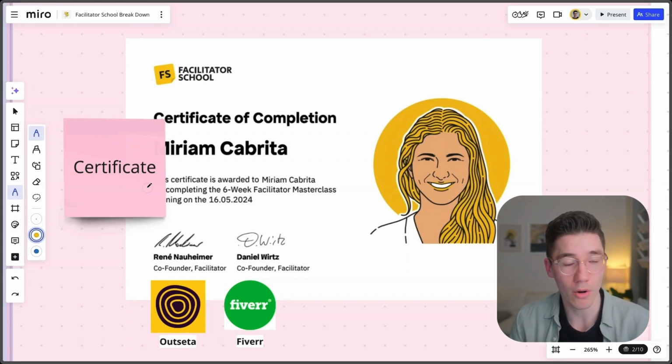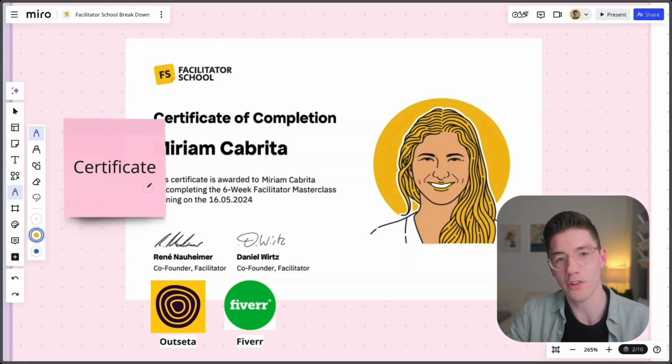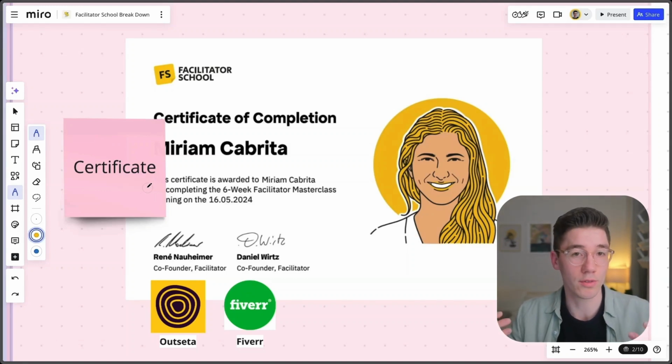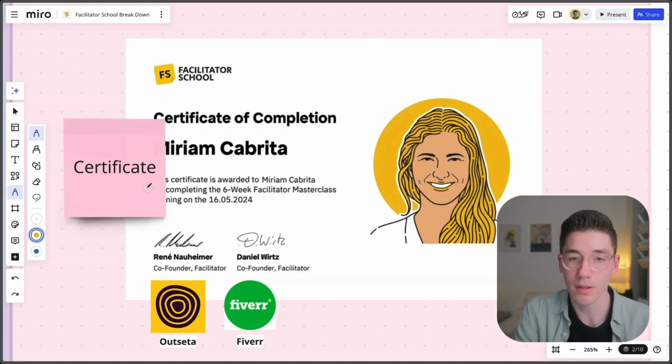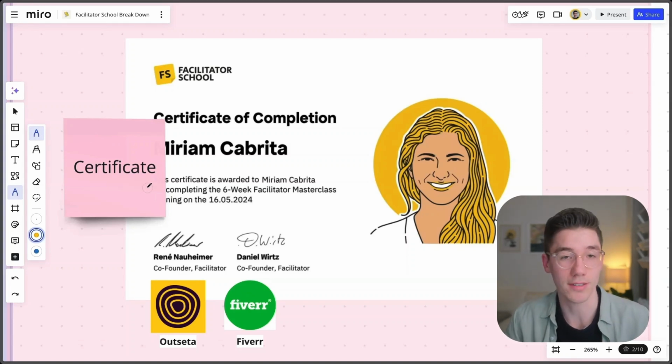At the same time, they were more likely to then share the certificate on LinkedIn with their friends and colleagues, which was of course also great for us, because it brought more awareness back to the Facilitator Masterclass, and potentially people like colleagues or friends joined the next cohort. So it was also a great marketing instrument.